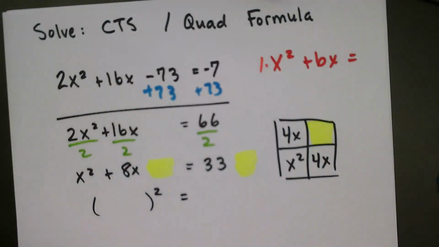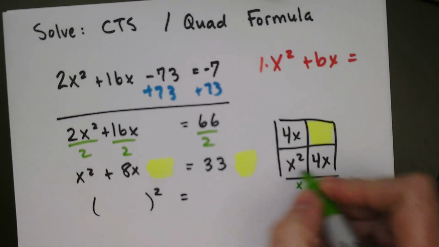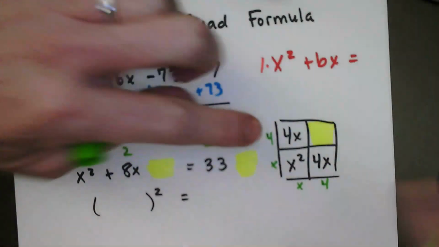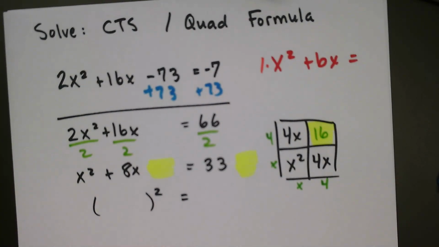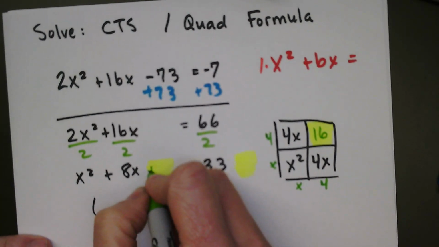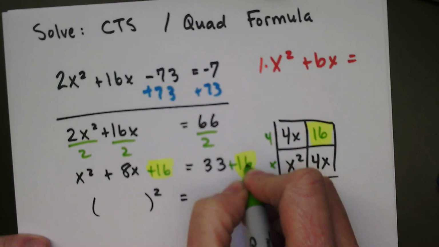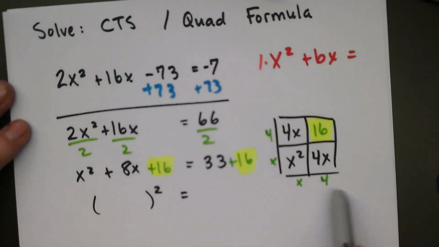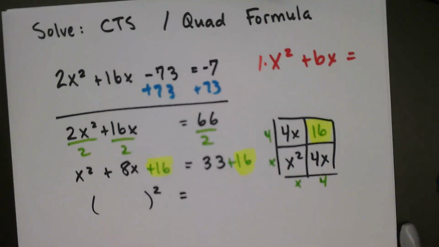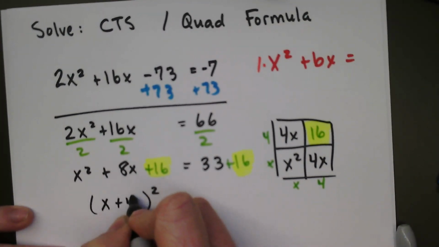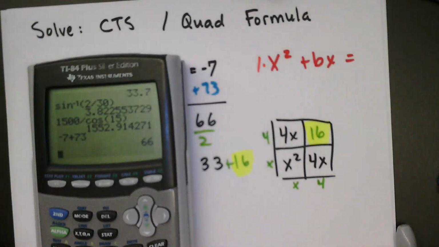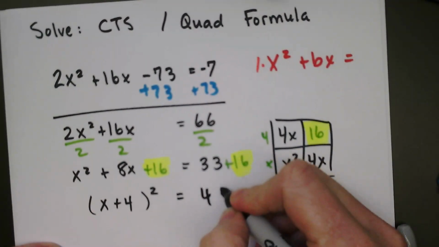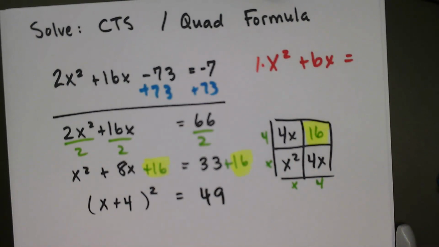Well, remember, if this is an area model, then it means x times x, x times x. X times 4 is 4x. There's a 4 here. 4 times 4 is 16. So that is the magic number. That's the number I'm looking for to add to both sides that will give me a binomial squared. This is x plus 4 times x plus 4 to create that area model. So in here I have x plus 4 quantity squared. And I have 33 plus 16, 49. And this is a very handy number to have because that is a perfect square.